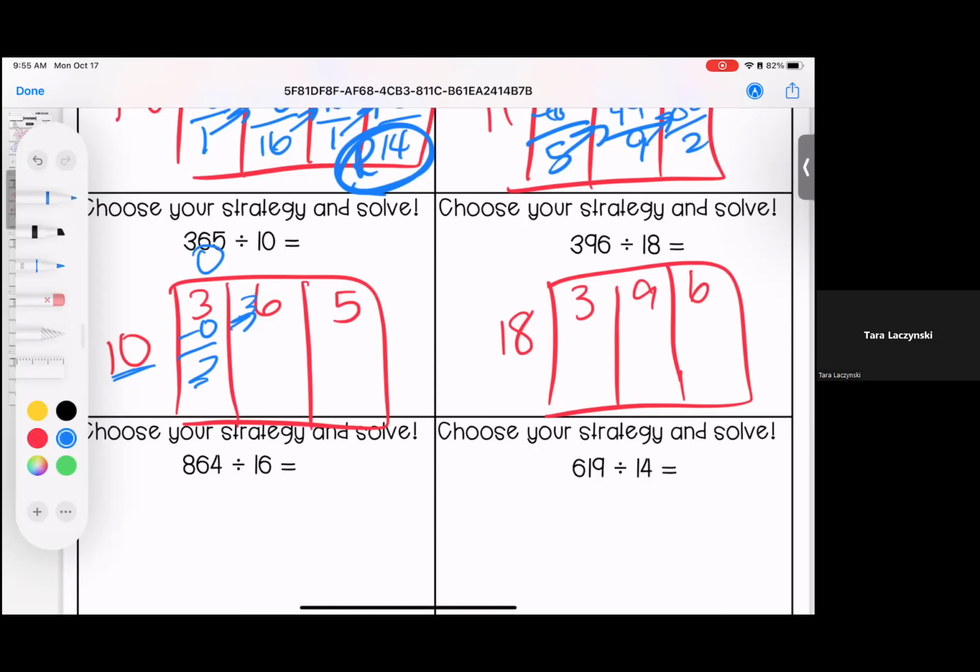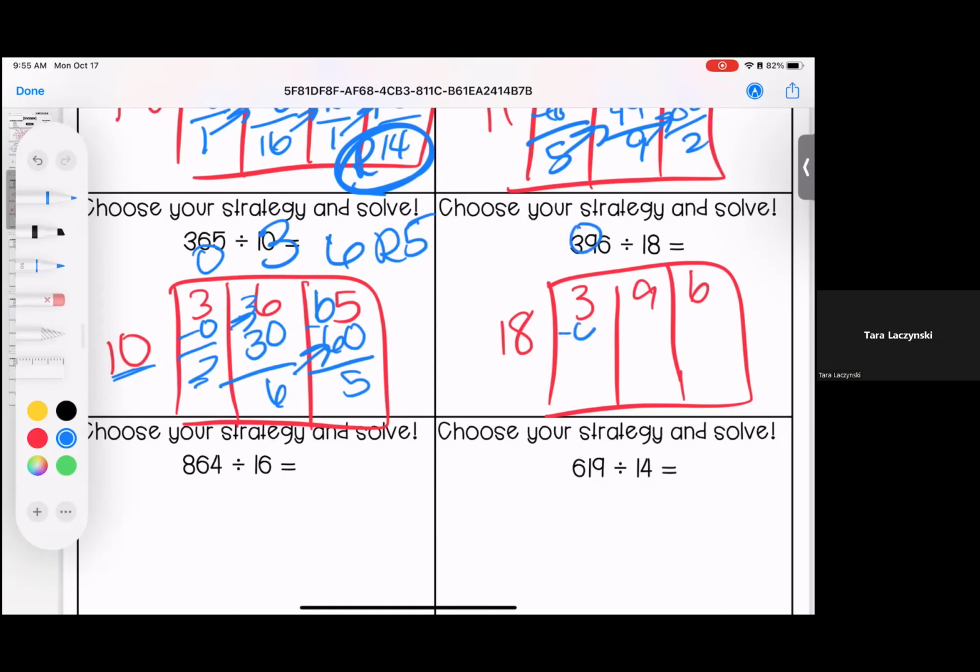Let's rewind. 10 goes into 36 3 times to subtract 30. Bring our 6 next door. 10 goes into 65 6 times, which leaves us with a remainder of 5. Now all is right in the world. Sorry, friends, my brain and my hand were going at different paces there.